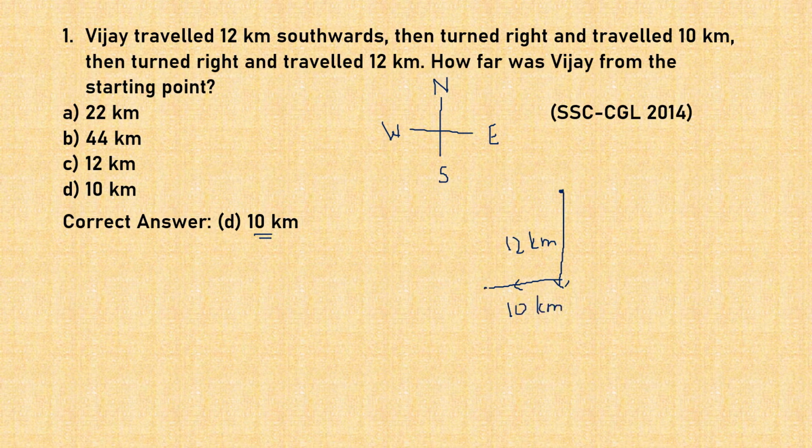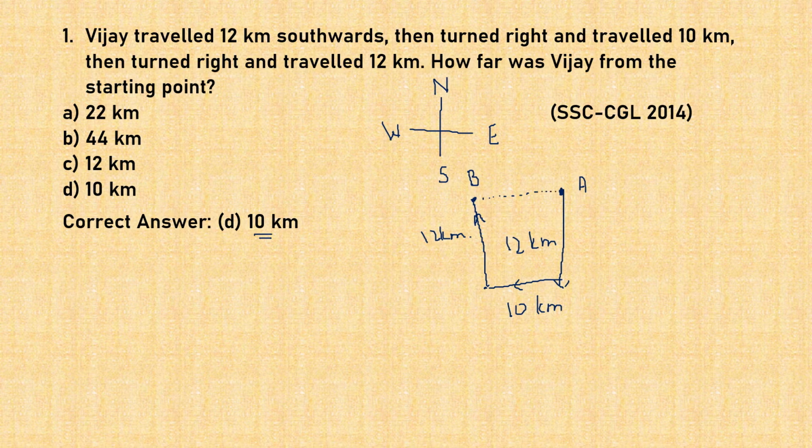Again he took a right turn from here. When he took a right turn, again he will be turning this way. So again he travelled 12 kilometers. You have to find out how far Vijay was from the starting point. So this is the starting point, let us mark it as A. And this is the point where he finally reached, let us mark it as point B. So basically you have to find out the distance AB.